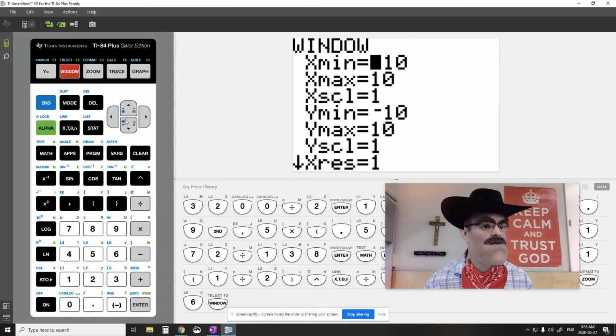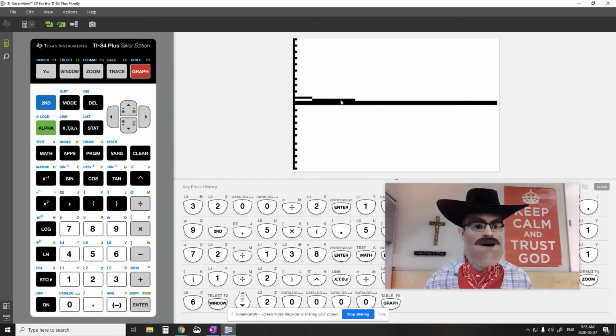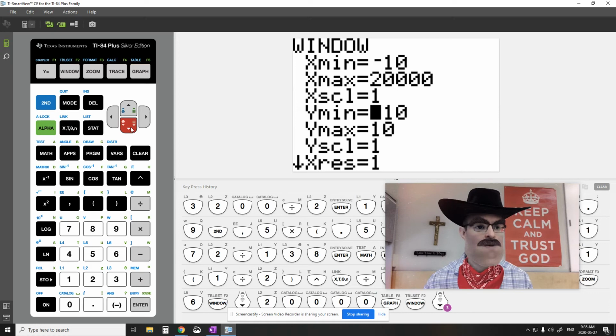So I'm going to go to my window here and change my x max to be somewhere around 17,000. So I'll just say 20,000 here. Okay, so now it went down. And here, my starting point is 1. So I'm just going to change my window to not have so much y max. So I'll just start at 1. Let's put a 1 there instead.